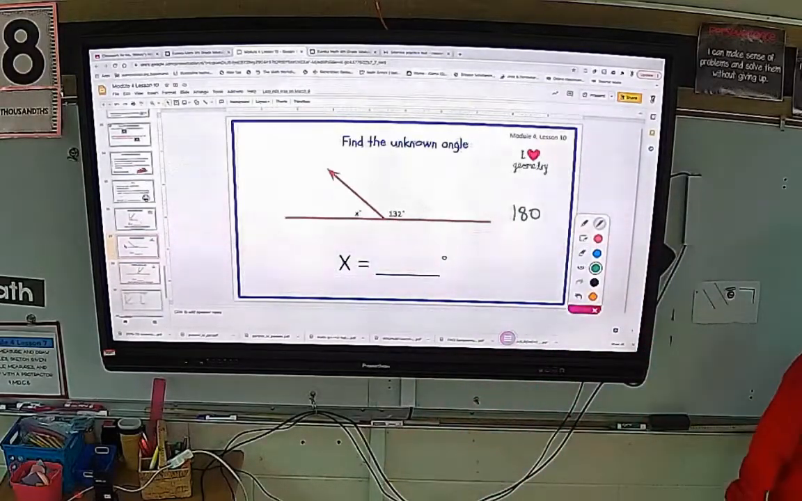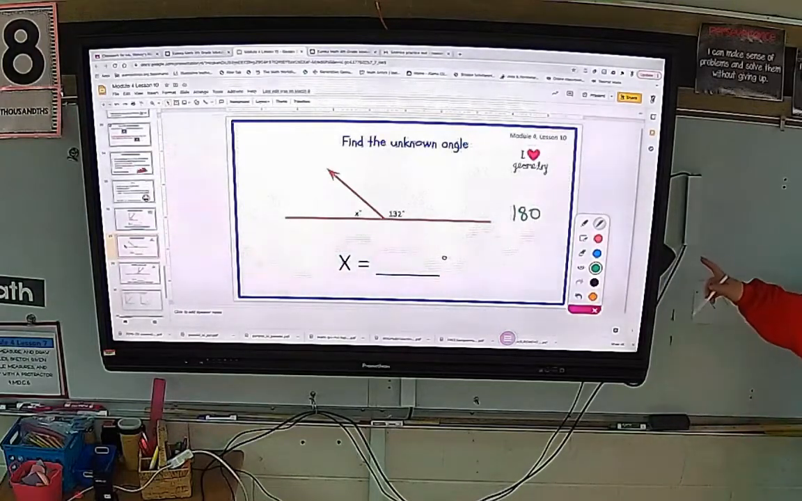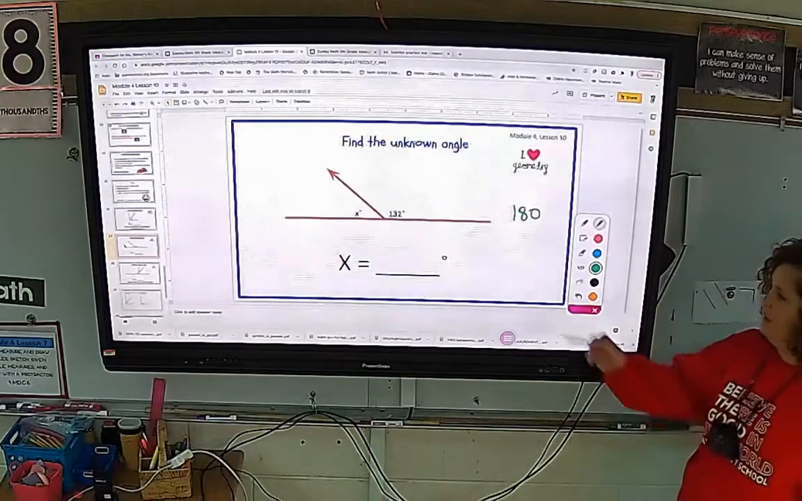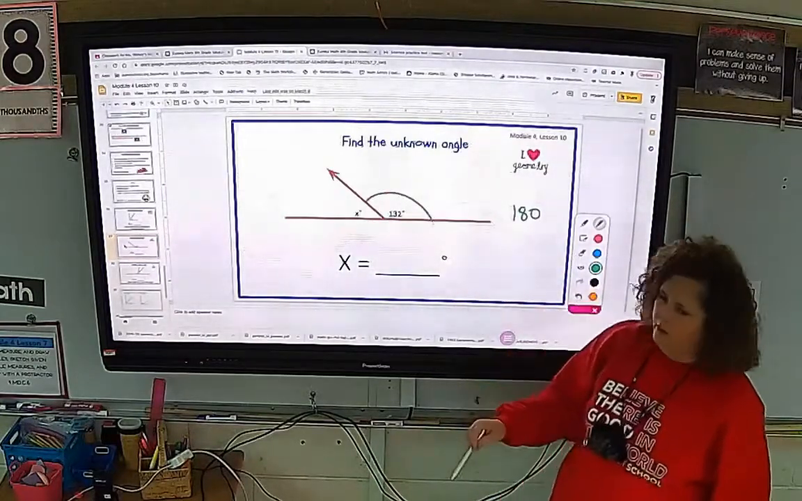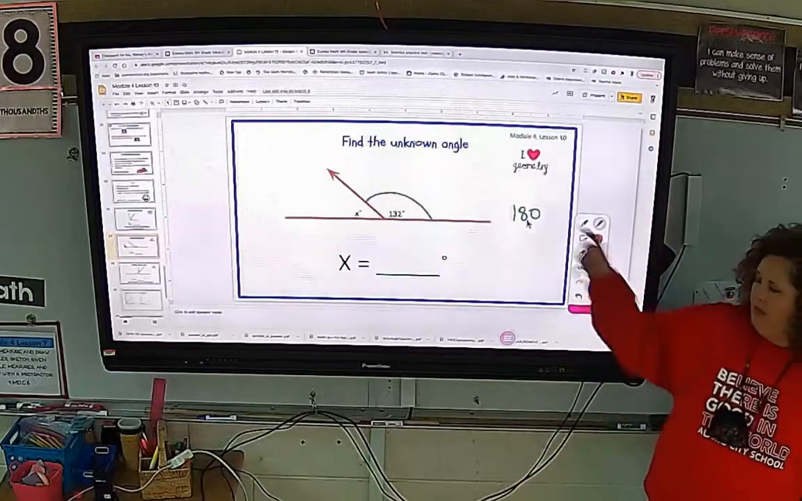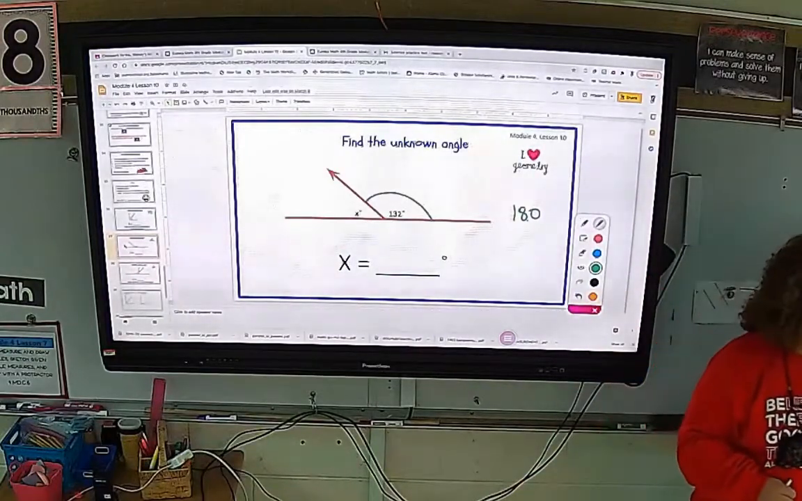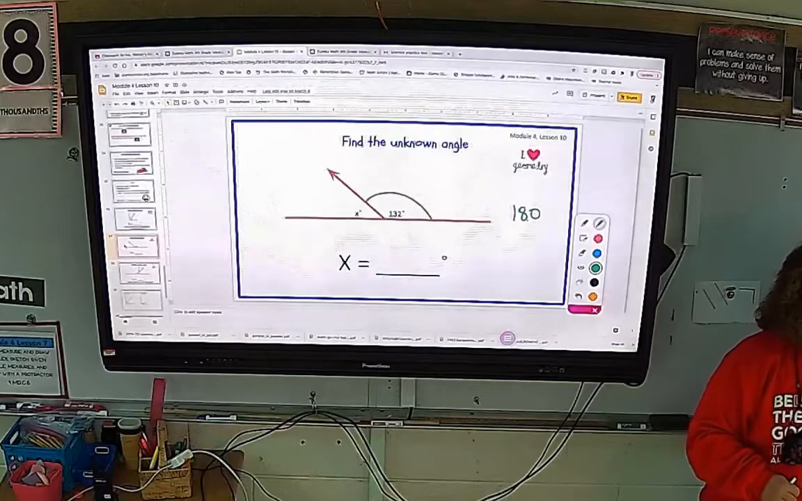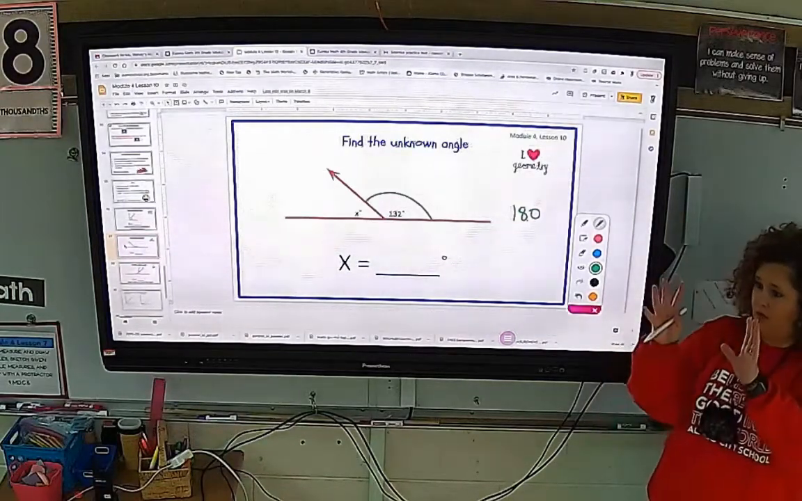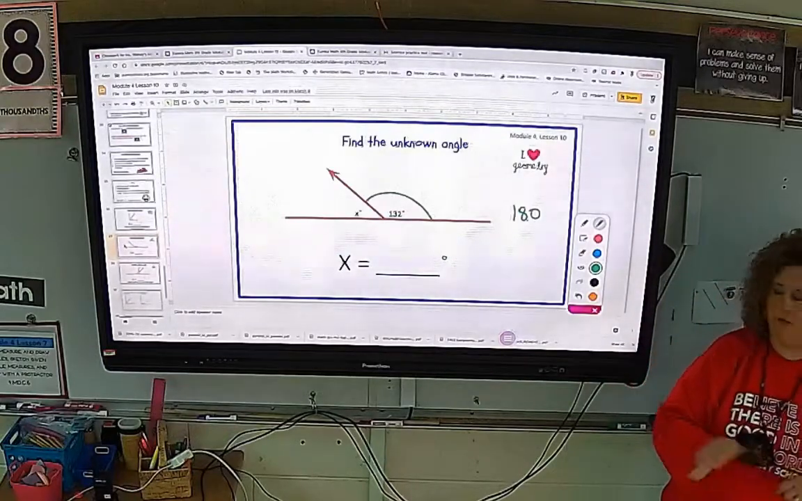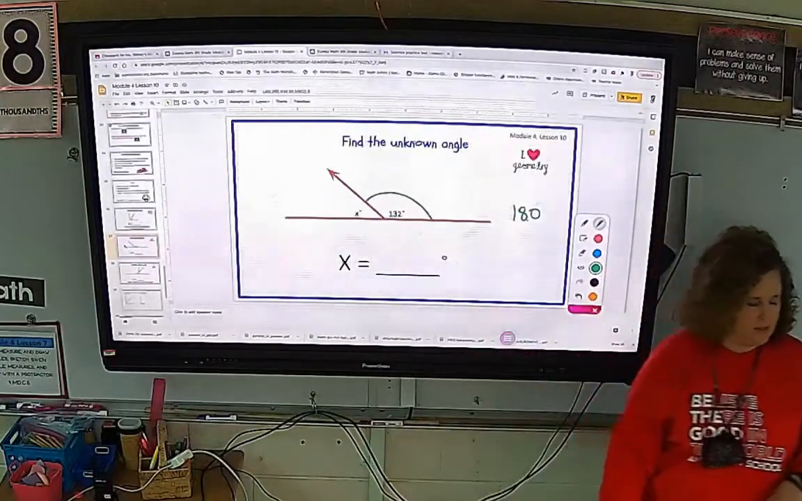All right, what piece do we know? Look at the picture. What piece, Brandon, do we know? What piece did they give us? How big is it? 132. They gave us how big this piece is right here. So if you know the total and you know one of the pieces, can you figure out the other piece? Yes. What operation are you going to have to do? Subtract. Because we know the total, we're going to subtract the piece we know so that we can get the missing piece.